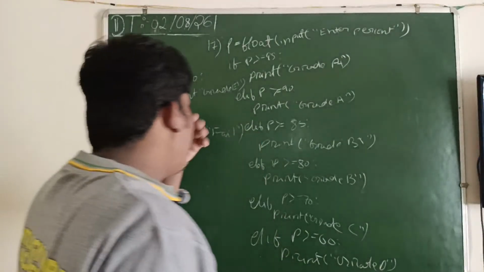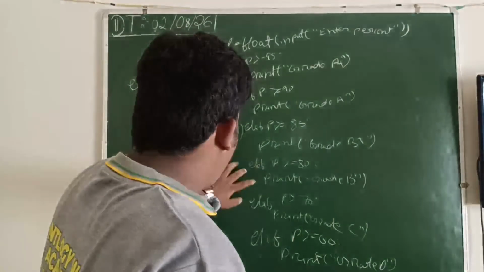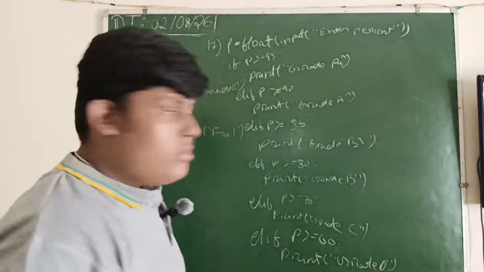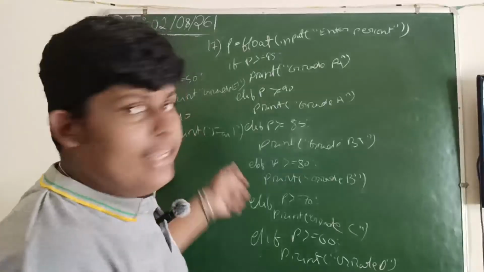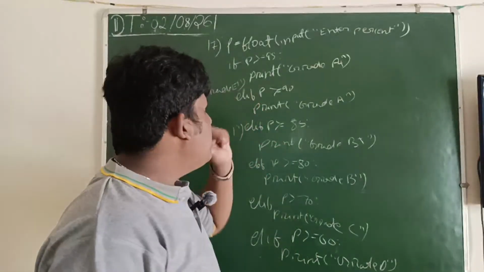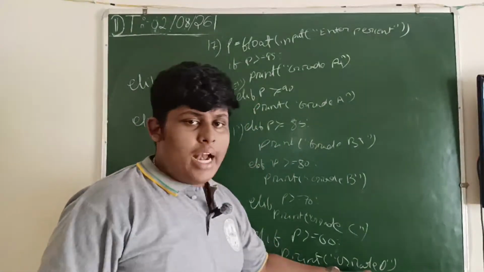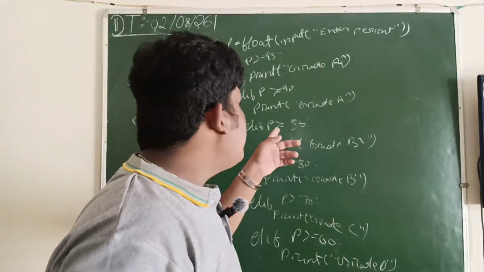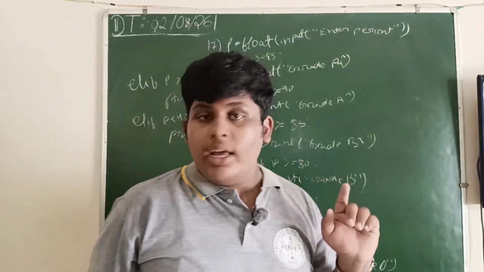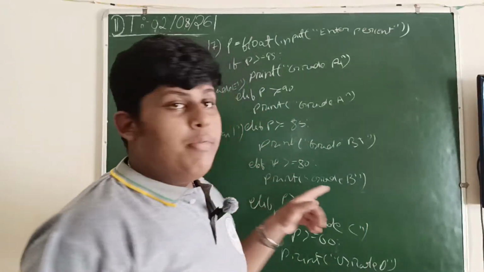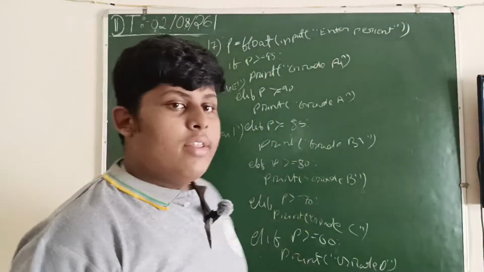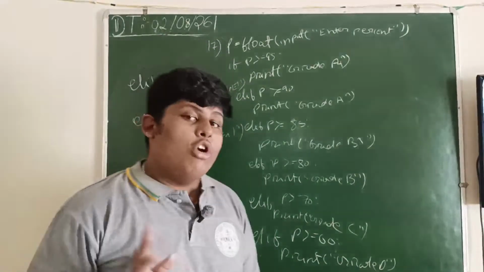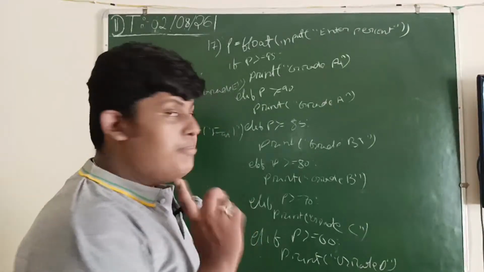So we have written 1, 2, 3, 4, 5, 6, 7, 8 conditions, means we are writing 8 grades. First, if percentage is greater than or equal to 95, then the grade is A plus. If percentage is greater than equal to 90, then the grade is A. If percentage is greater than or equal to 85, then grade is B plus. If percentage is greater than or equal to 80, then the grade is B.